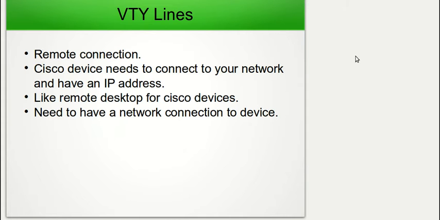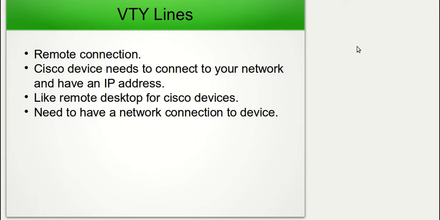Like as an example, you don't have to be in the same office as where your Cisco device is located. You could be in a different country, in a different state. It allows a remote connection into your Cisco device. The way I like to think of this is like having remote desktop connection but for Cisco devices. So all VTY lines, they're virtual lines which allow multiple remote connections into your device.